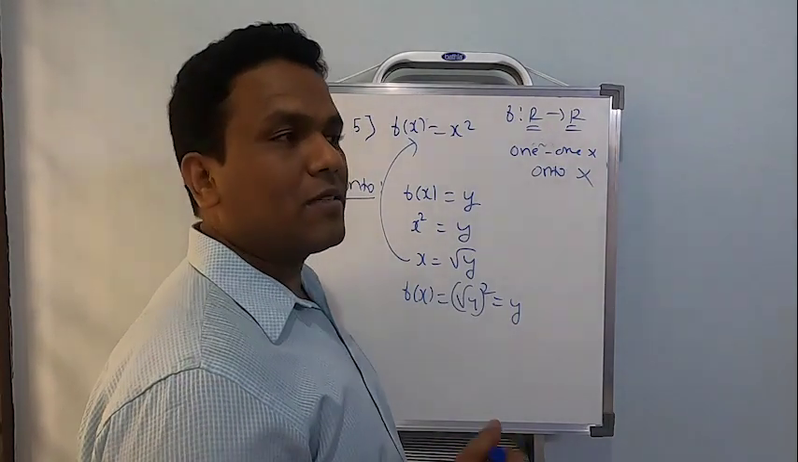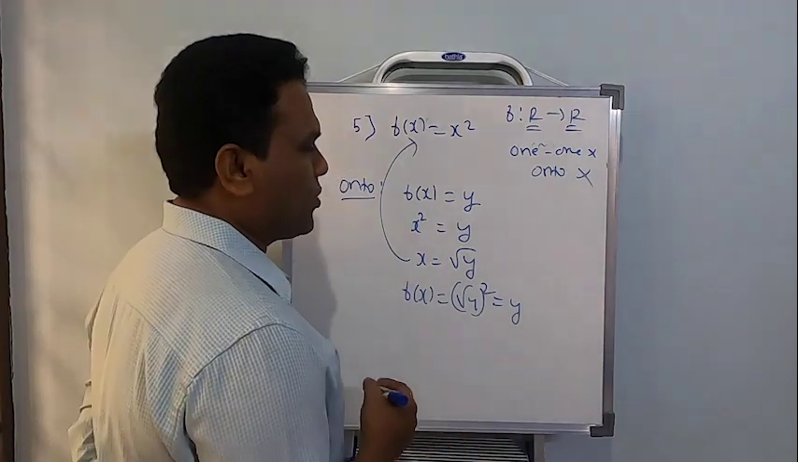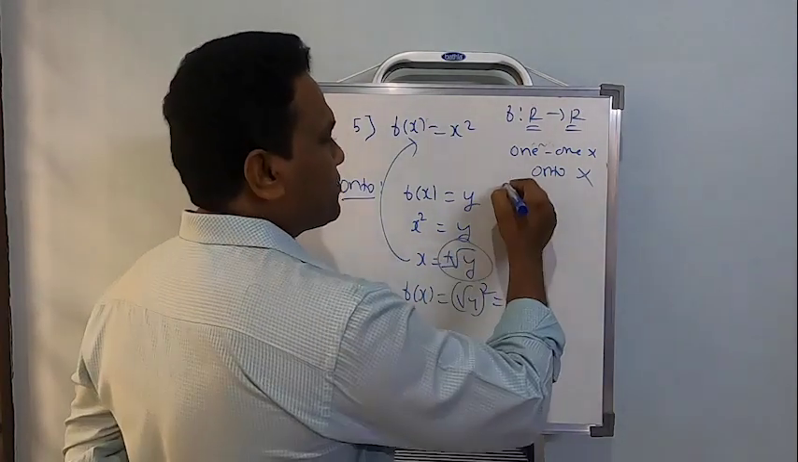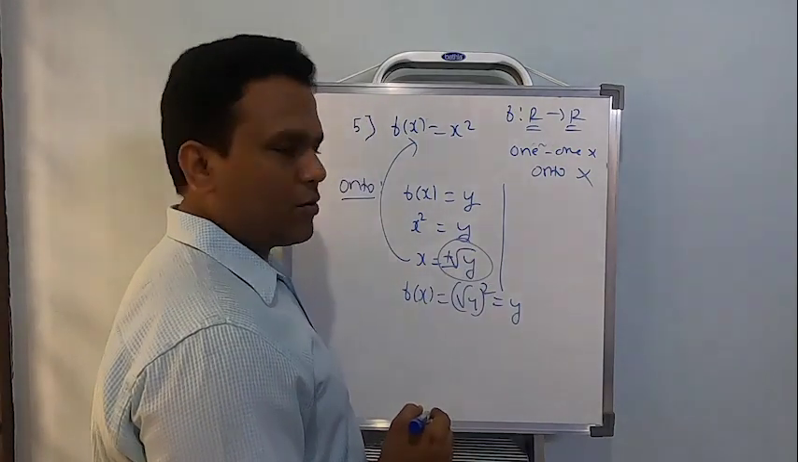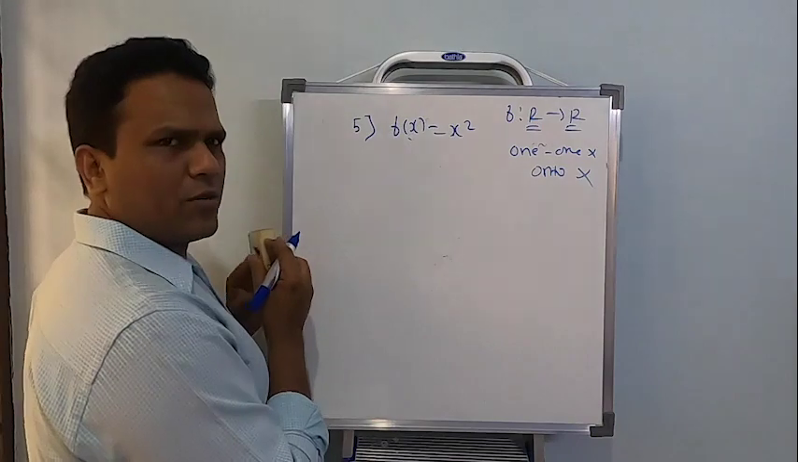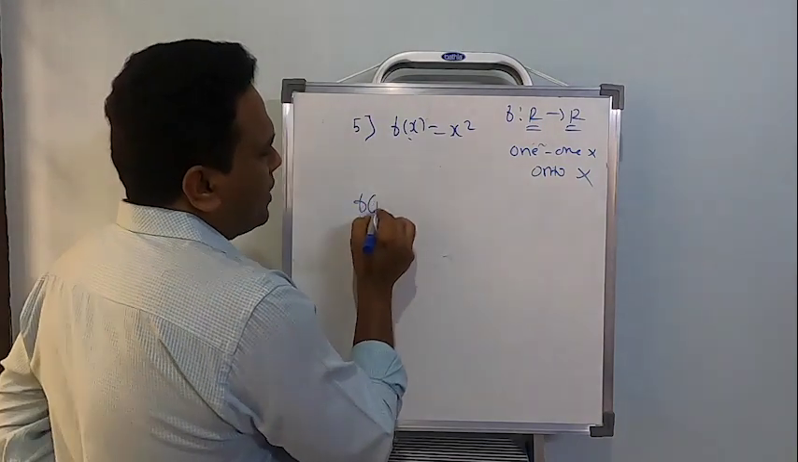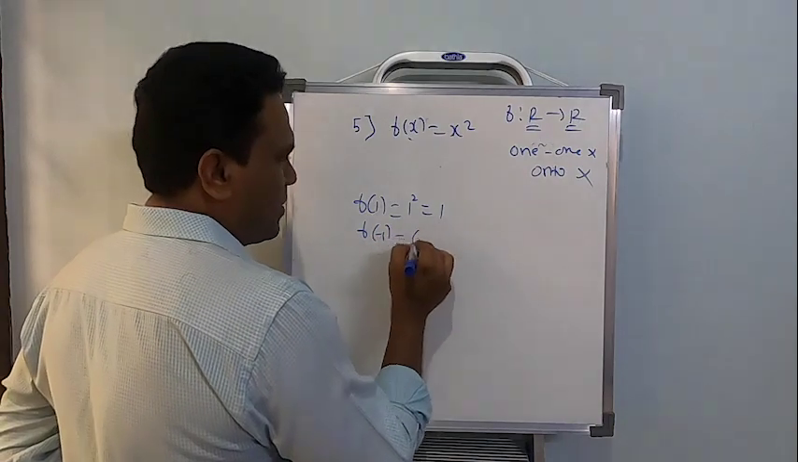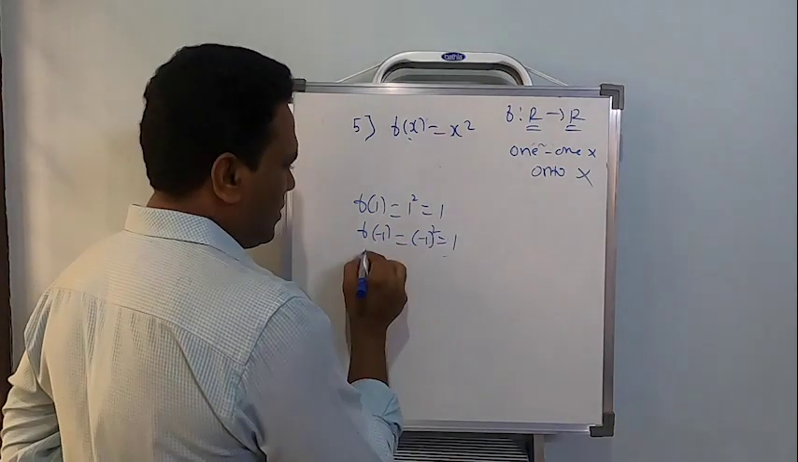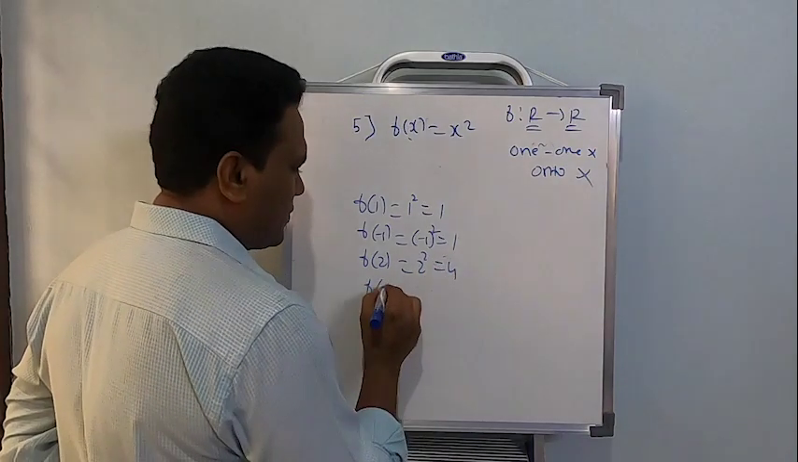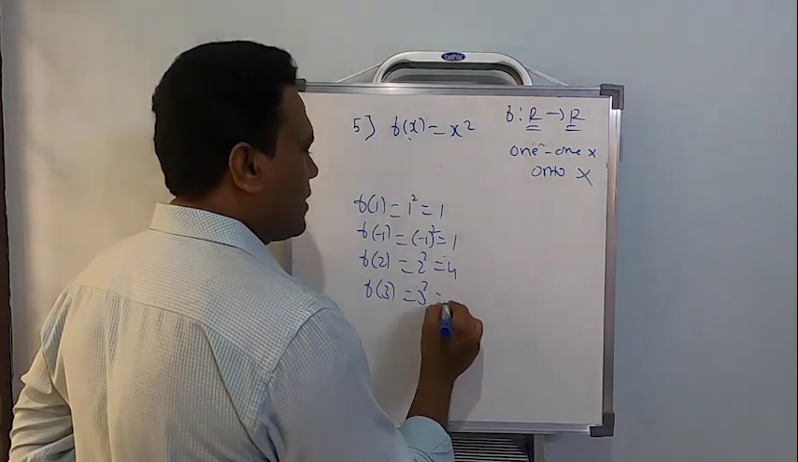But it's not. They said it's not onto. Let me just show you how. This is plus or minus actually, I should write. Now, y is not going to be onto. Let me start collecting the images. I will take a few numbers to explain. So, f of 1, 1 square, 1. f of minus 1, minus 1 square, 1. f of 2, 2 square, 4. f of 3, 3 square, 9.